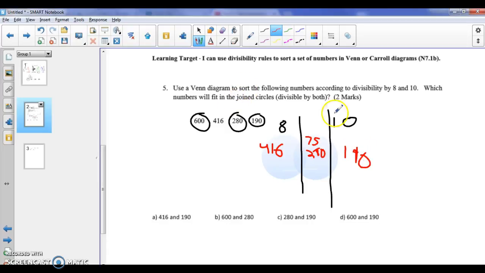And then it says which numbers will fit in the joint circles. It's 75 and 280. Oh, sorry, that was the answer. This should be 600. So it should be 600 and 280, which is B.